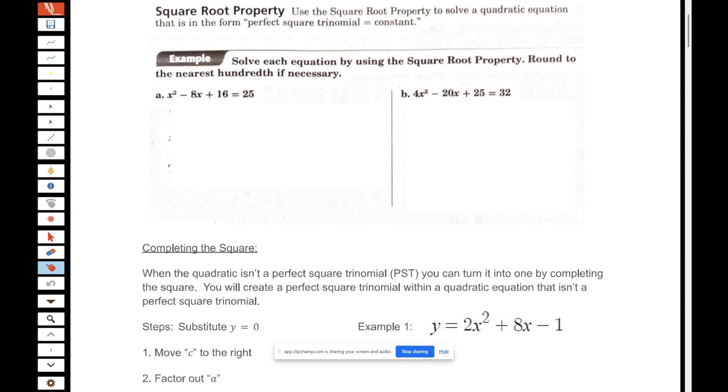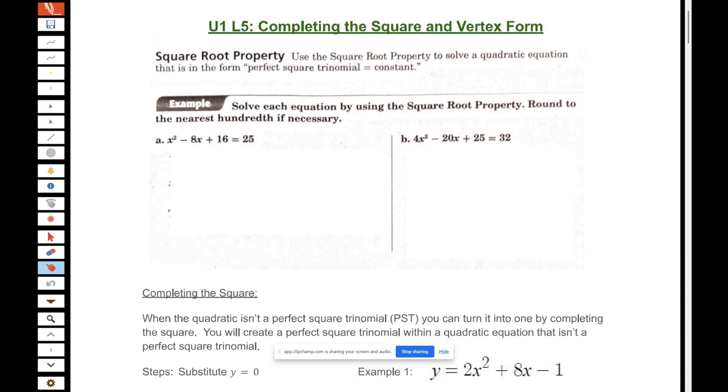So the first part of this video has some equations. We're going to solve them by using the square root property and round to the nearest hundredth if necessary. These are already set up to be perfect square trinomials, and we'll talk in a minute about what you do when it's not set up that way.